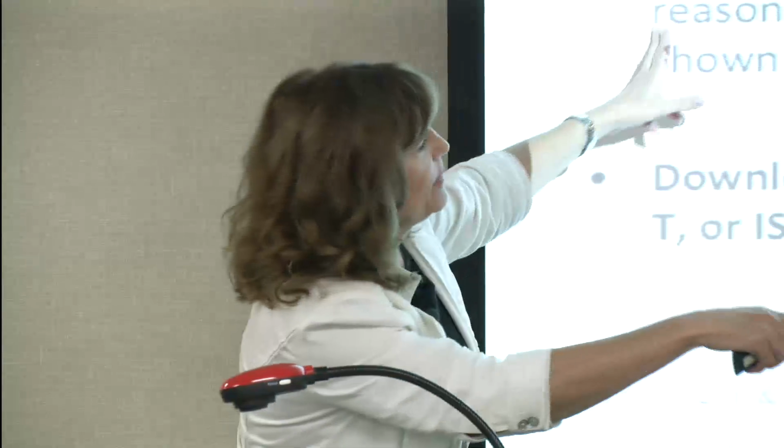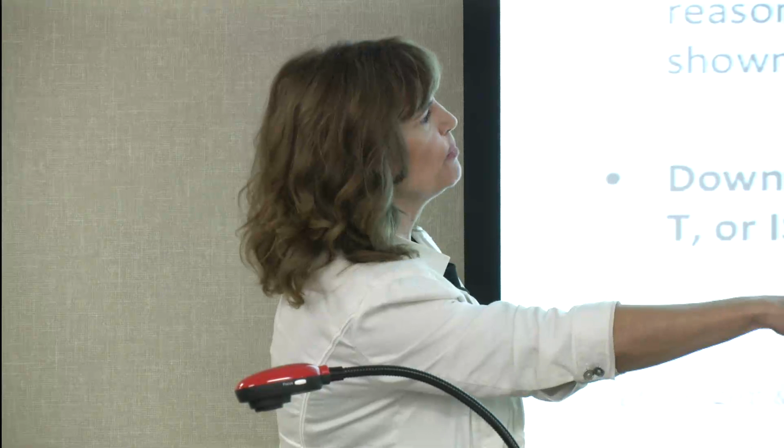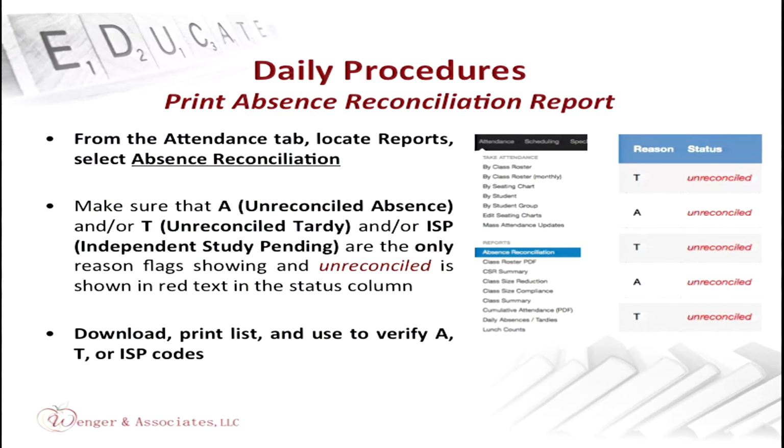So your A's and your T's for your default absences and tardies, as well as for independent study when you get into that. So those should be the only ones that are showing up on that report. So it's a nice tool, and again, once you get into the report, it allows you to actually click on the student in the report when you bring it up, and it takes you right over to the records, and you can make the change at that point. So it's a nice tool for doing that.